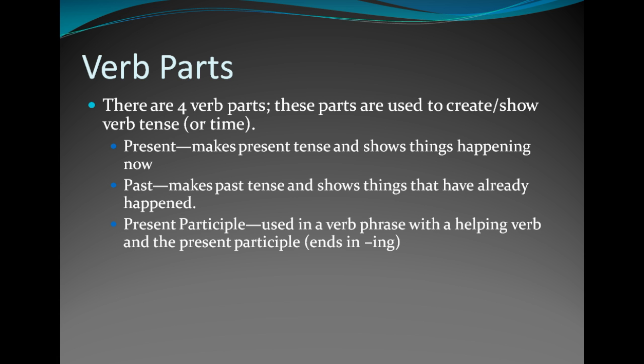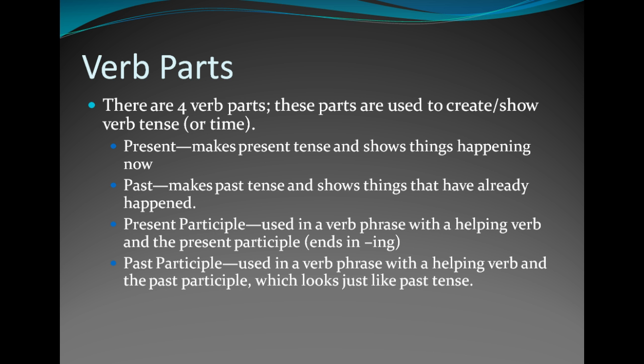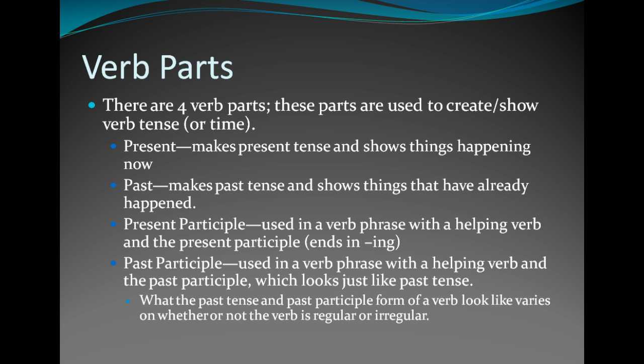And the present participle is used in a verb phrase with a helping verb plus the present participle, which ends in ing. And the past participle is also used in a verb phrase with a helping verb and the past participle, which looks just like the past tense form of a verb. What the past tense and the past participle form of a verb will look like varies dependent on whether or not the verb is regular or irregular.